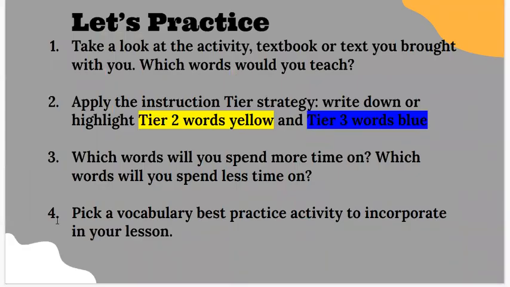What we're going to have you do now is you can stop the recording or push pause, and we're going to have you practice. Take a look at one of the activities, a textbook or a text that you have with you or in your classroom that you're about to teach. I want you to take a look at number 2 to apply the instructional tier strategy. So write down some of those tier 2 words, highlight them, look at some of those tier 3 words, those content specific words.